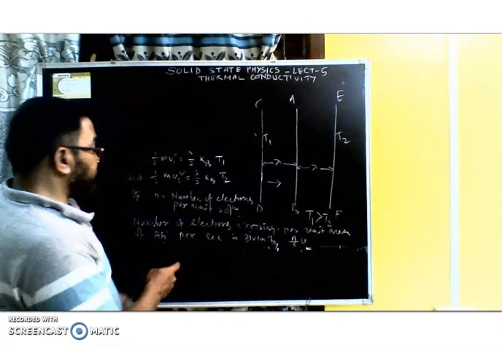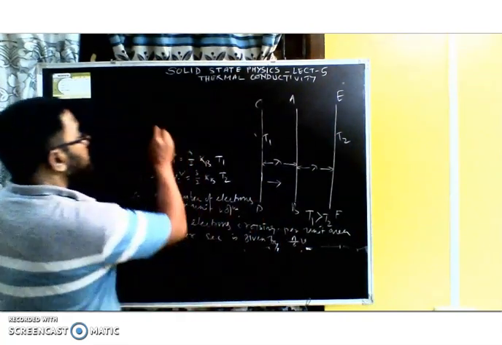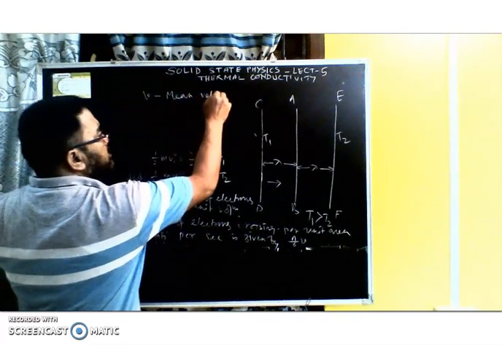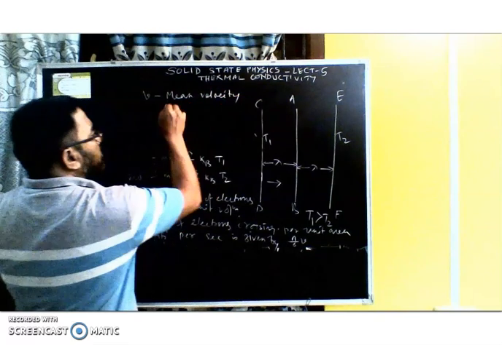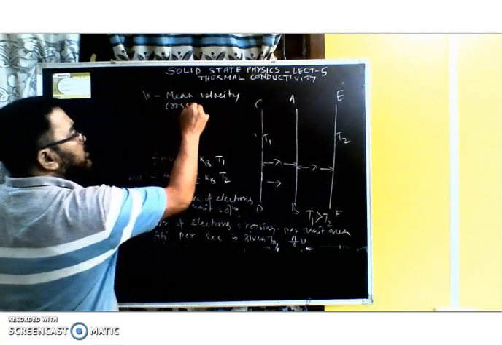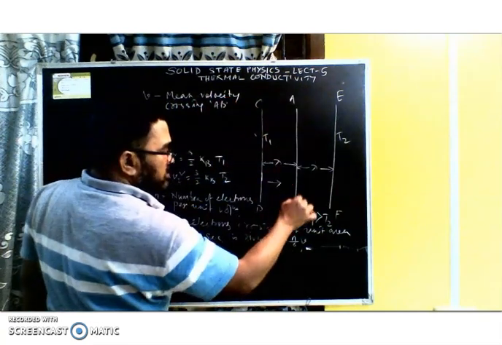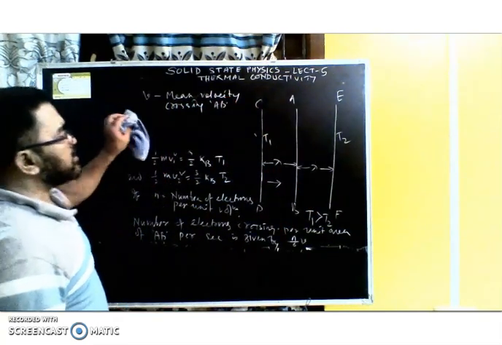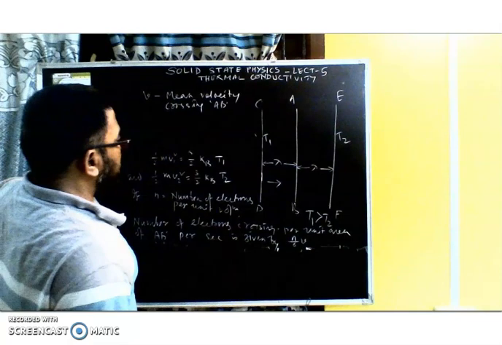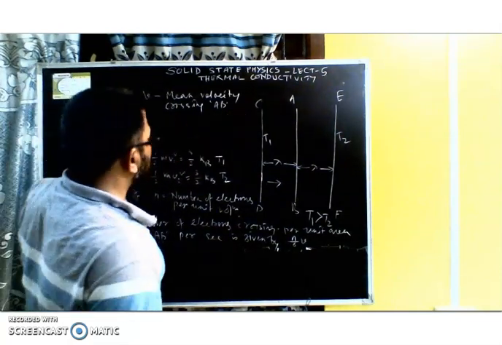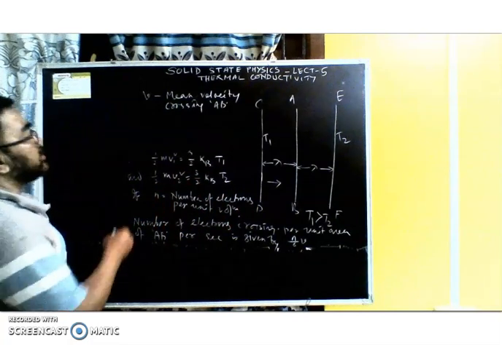Here V is the mean velocity crossing AB. That is this AB. AB is the area of the conductor, the area of cross section of the conductor.